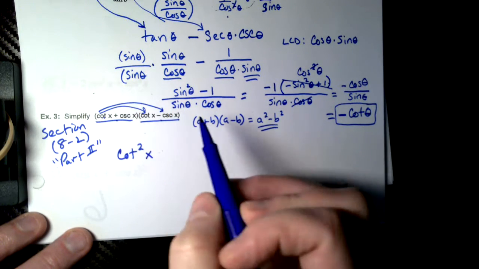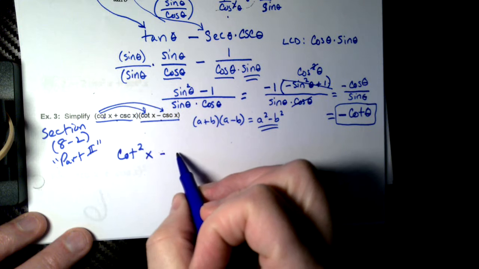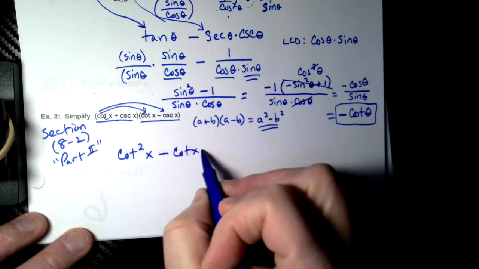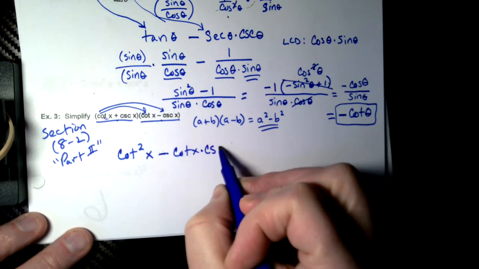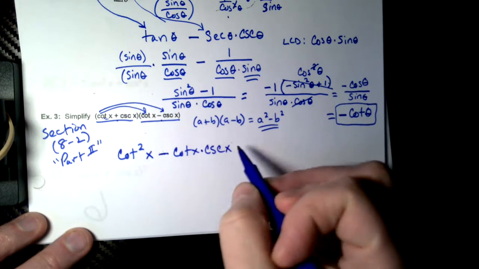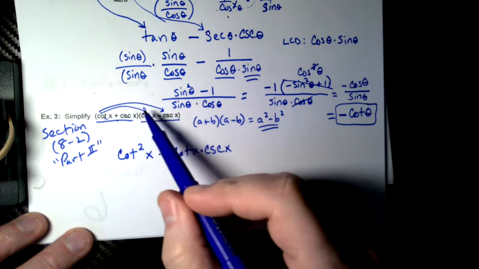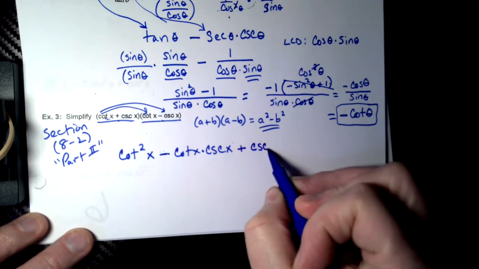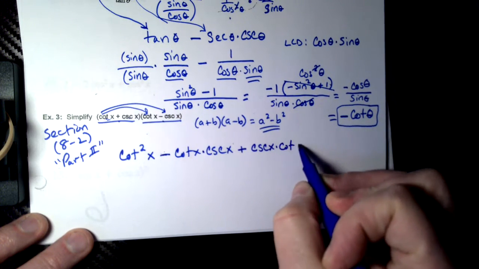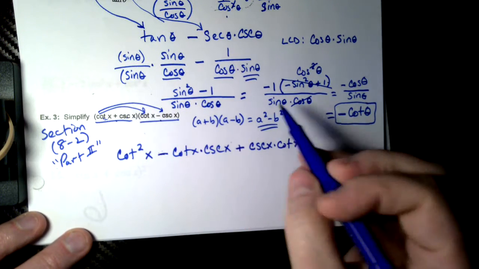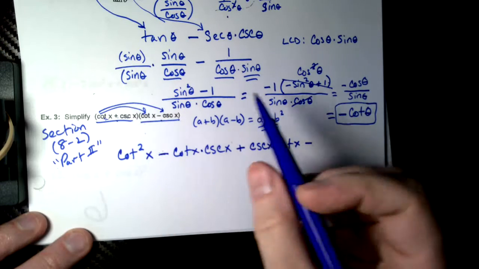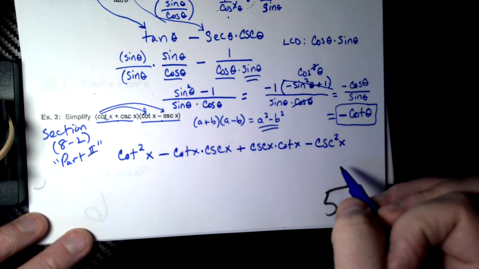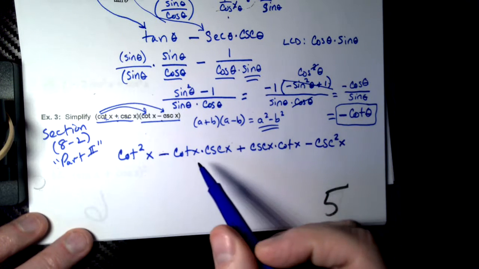Cotangent x times minus cosecant x would be a negative, because one positive times a negative, and it would be cotangent x, and a little dot, cosecant x, one times the other. Then it's going to be cosecant times cotangent, but it's positives, cosecant x times cotangent x. And then it's going to be a negative because it's a positive times a negative, and that's cosecant squared x, cosecant times cosecant.